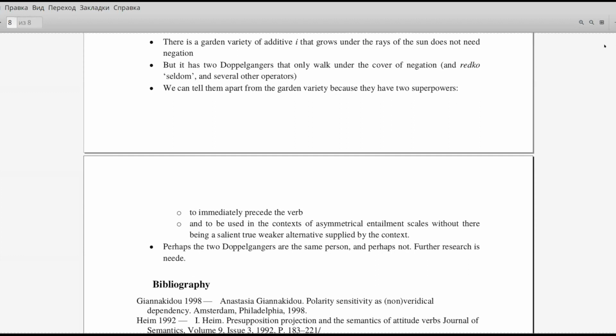Can I have a little curiosity question, please? Your presentation seems to suggest that at least certain sentences with the additive E look parallel to sentences with the Russian counterpart of even, which is даже.